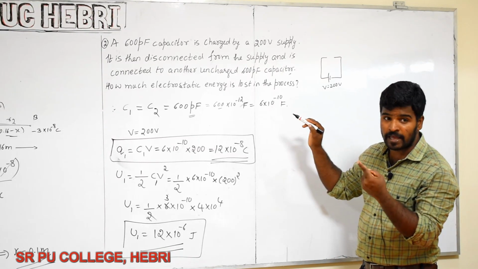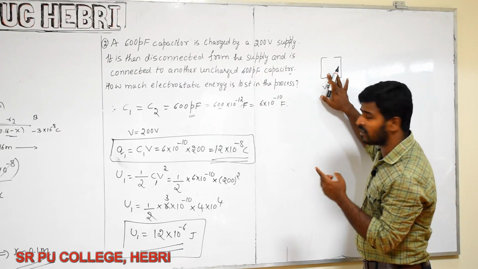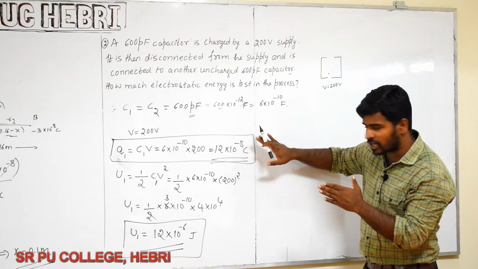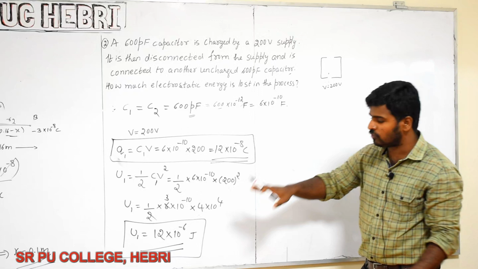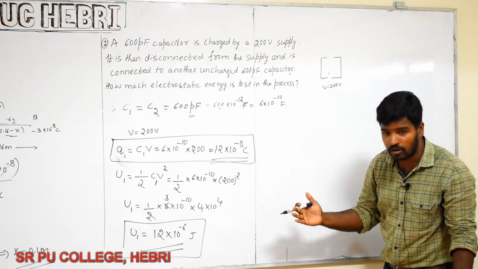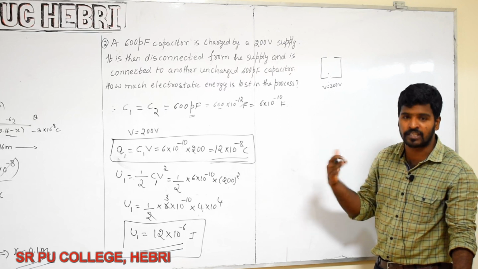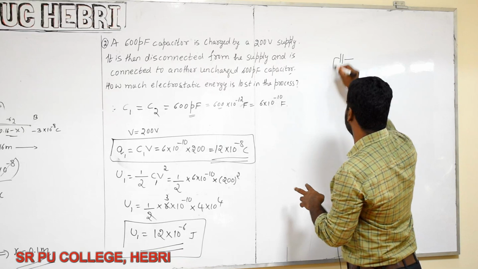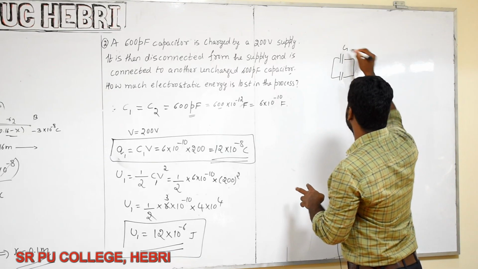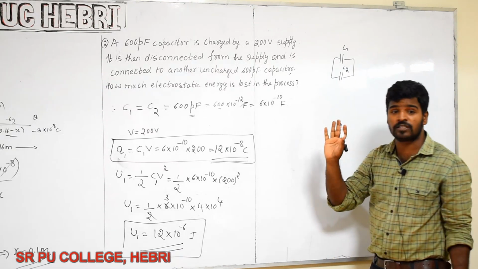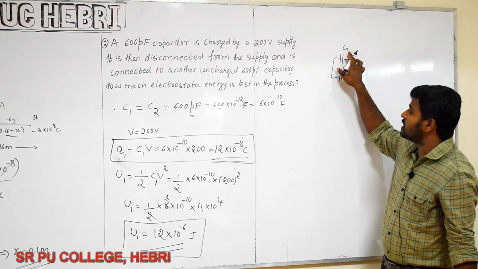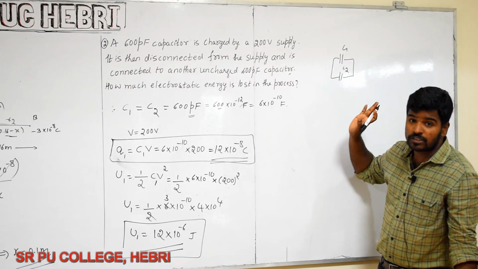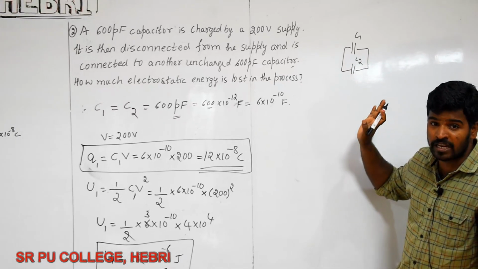We are not removing the supply or the battery. What we are removing is just the capacitor with the charge 12 into 10 raised to the power minus 8 coulomb and the energy 12 into 10 raised to the power minus 6 joule. We are disconnecting that capacitor, and it is connected to another uncharged capacitor C2. The capacitor C1 is connected to another uncharged capacitor C2, which means that initially the capacitor C2 will be uncharged.